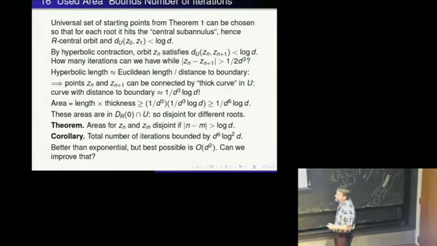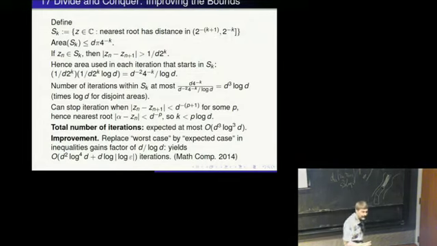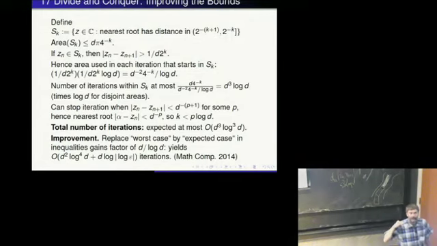Now I claim d squared is better. I'm not sure I want to get into all the details. If somebody wants to see the details, they are there. The fundamental idea for the improvement is that we use a lot of area if the Newton step is big, if we jump a lot.